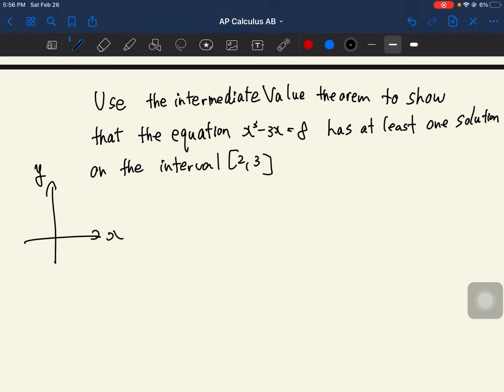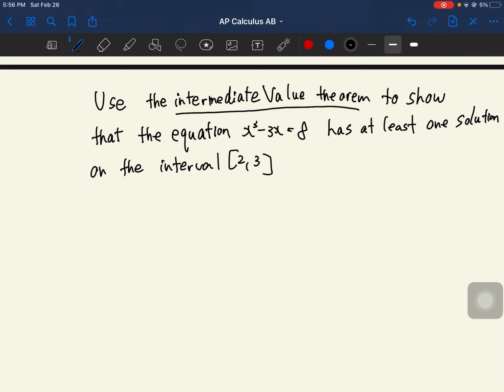This means if this function has a crossing here, you have to find if it crosses like this or here between 2 and 3. You have to prove it like that. How do you prove it? Then this sentence says, you have to use the intermediate value theorem.